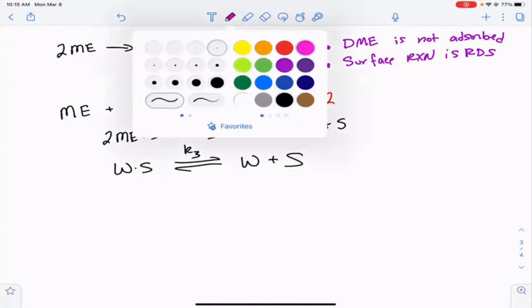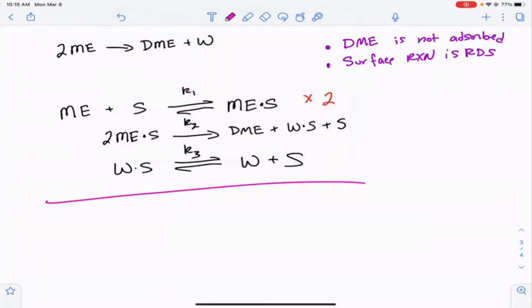And if we were to actually add all of these steps together, right? So we know that we have 2Me from here, right? Because of the stoichiometry, we have two sites, right? That's going to cancel with those two sites. We have two of these, we have one of these, right? So our total reaction mechanism is still 2Me goes to DME plus W, okay? And I always like to check that to make sure I didn't do anything strange.